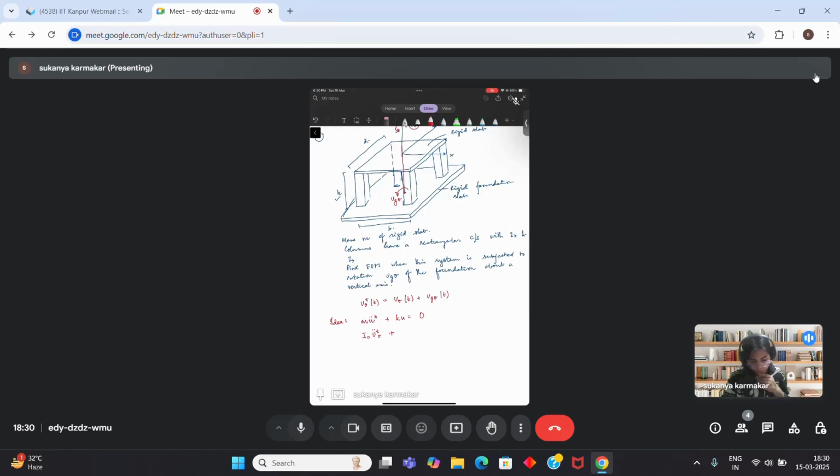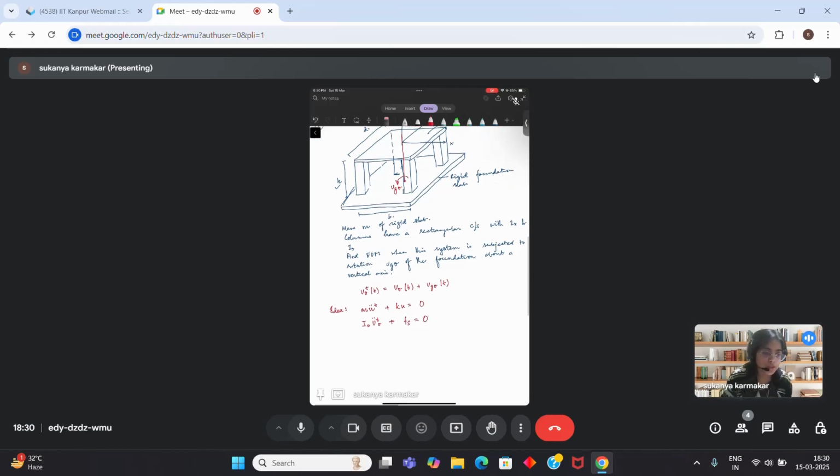Plus, what will be k u is basically Fs. So Fs is equal to 0. Is this equation clear? Can anyone confirm or write in the chat box? Is this equation 1 clear?